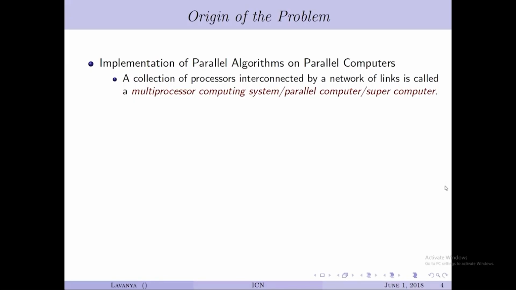You all know about these things, a collection of processors. When we say a supercomputer or a parallel computer, what we mean is you have a collection of processors, interconnected in a very specific pattern. That pattern is what we call the interconnection network: how these processors are connected between them and how the communications can happen. The underlying network is called the interconnection network.